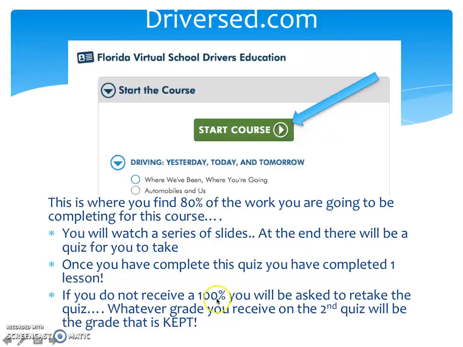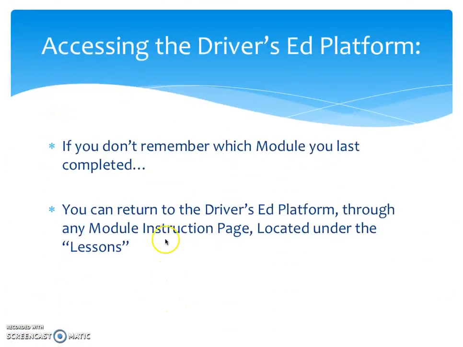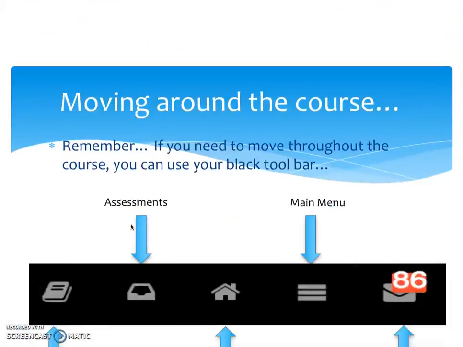And this is the most important. If you don't receive 100, they're going to ask you if you want to retake the quiz. If you retake the quiz, whatever grade you get on the second attempt will be the grade that is kept. They do not keep the highest grade. Super important. When you are going through and accessing the information, if you need to step away and come back, it will always take you back to the last page that you were on, as long as you follow those instructions that we just went over.